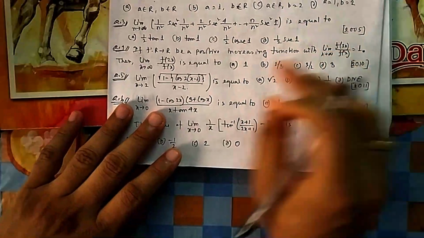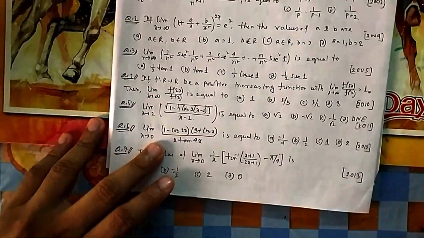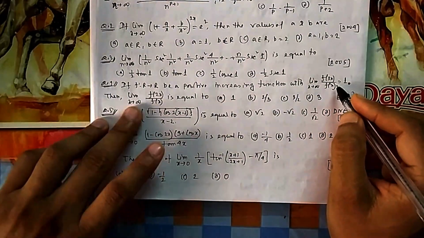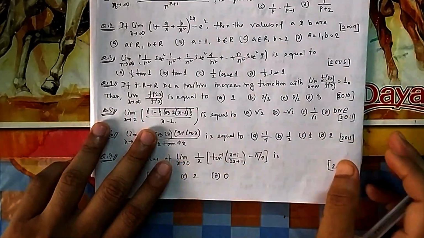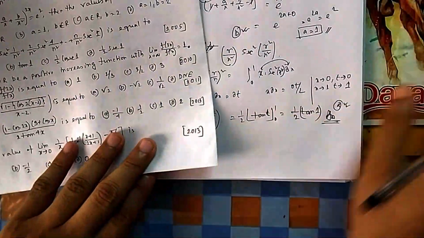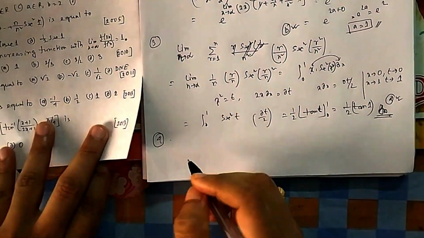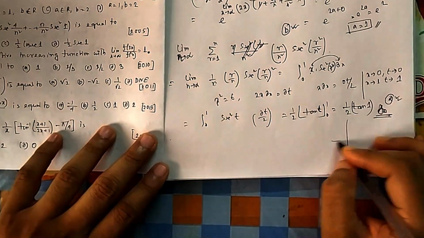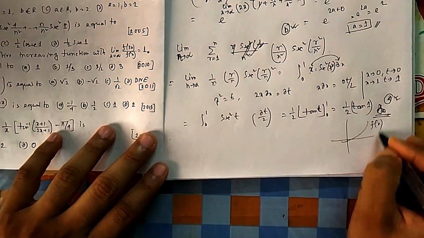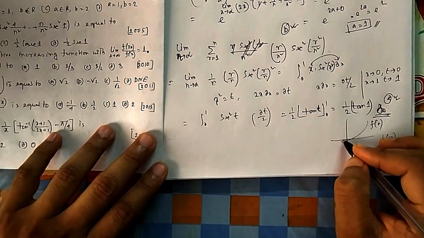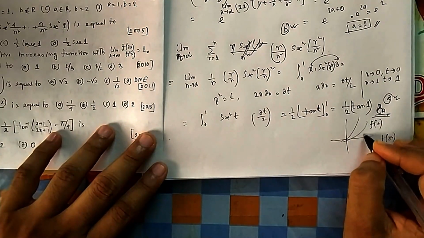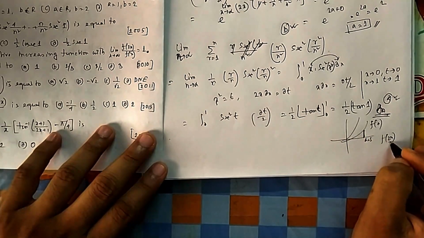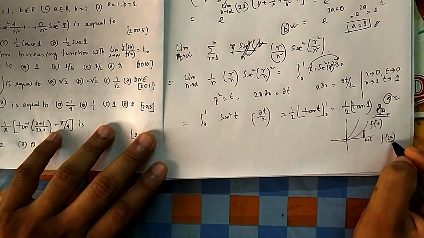Now if you come to the fourth one, f is a positive increasing function, continuously increasing, with f(3x) by f(x) tending to 1, and f(2x) by f(x) is equal to how much? Because it is continuously increasing, suppose this is my function f(x). So what will be the function f(2x)? Suppose x is 5; if you write x equal to 5 here, it will give the value of f(10).